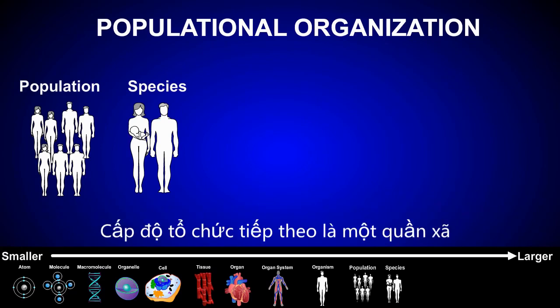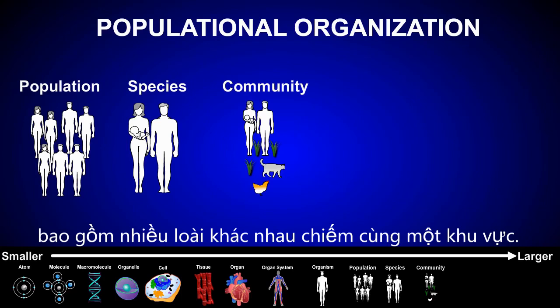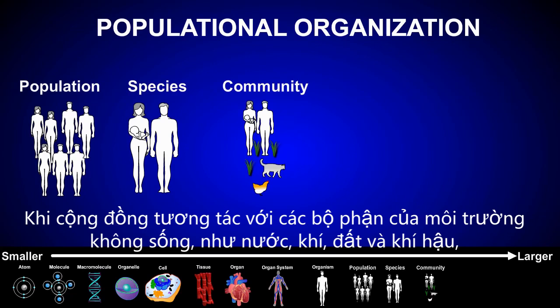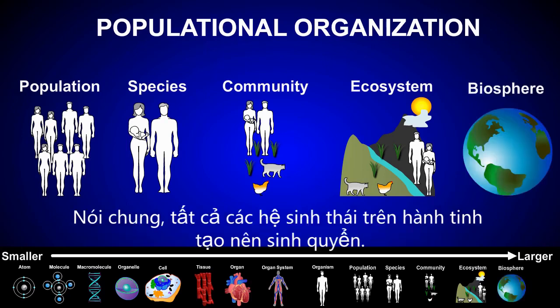The next level of organization is a community, which consists of multiple different species occupying the same region. Humans, for example, typically share their neighborhoods with dogs, cats, birds, trees, grasses, and numerous other species. When communities interact with parts of the non-living environment, like water, gases, soil, and climate, they form what's referred to as an ecosystem. Collectively, all of the ecosystems on the planet make up the biosphere.